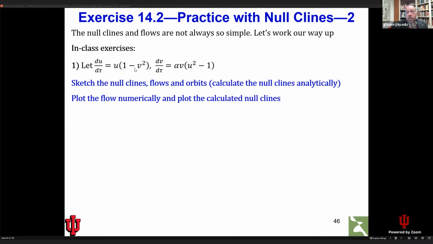Our next exercise, when we come back at 6 o'clock, will be changing this by exactly one thing. Instead of having it u times 1 minus v, it'll be u times 1 minus v squared. And instead of alpha v times u minus 1, it'll be alpha v times u squared minus 1. And now it's going to have fixed points that are stable or unstable, and cycles that are stable or unstable.